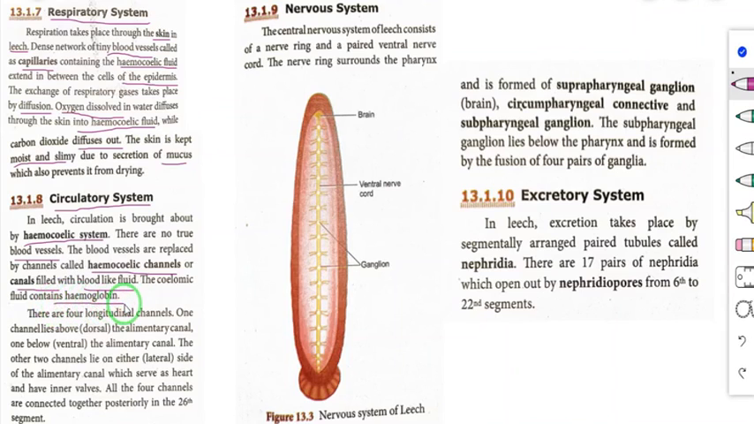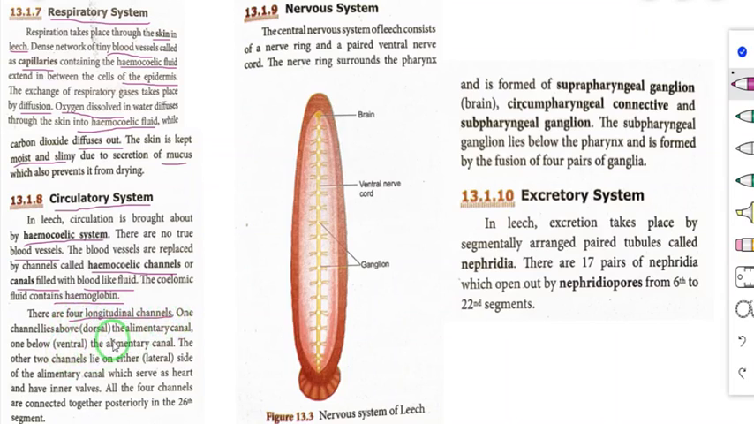What's the use of the hemoglobin? It gives a red color. It is a pigment. Then there are 4 longitudinal channels. One channel lies above the alimentary canal. So how many hemocoelic channels are present? 4 longitudinal channels are present.